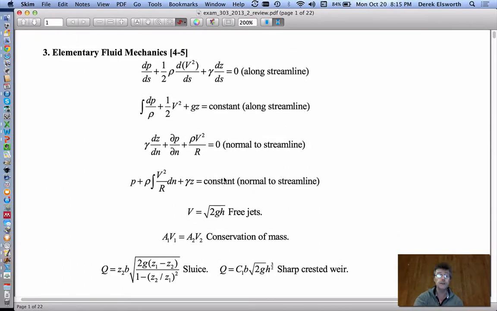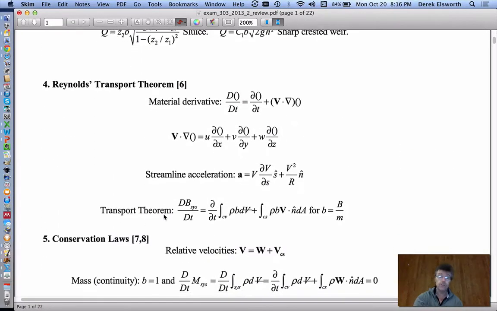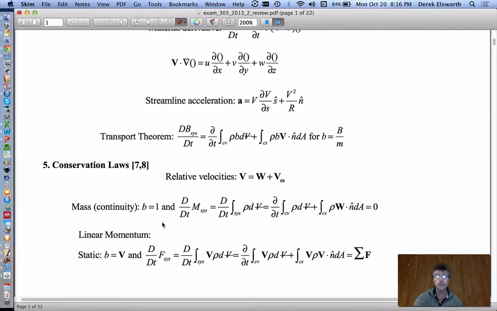Okay. So you see many of these things here, things that we've already talked about. This is Bernoulli along a streamline. This is normal to a streamline. This is conservation of mass. This might be useful to pack away, I would think. We talked about material derivatives and streamline acceleration, trying to understand that.